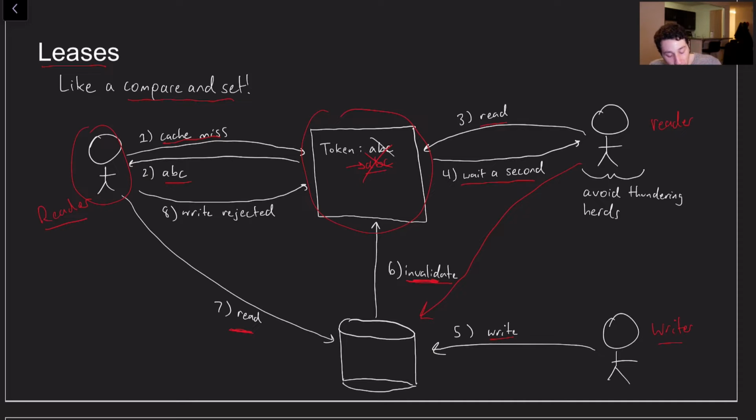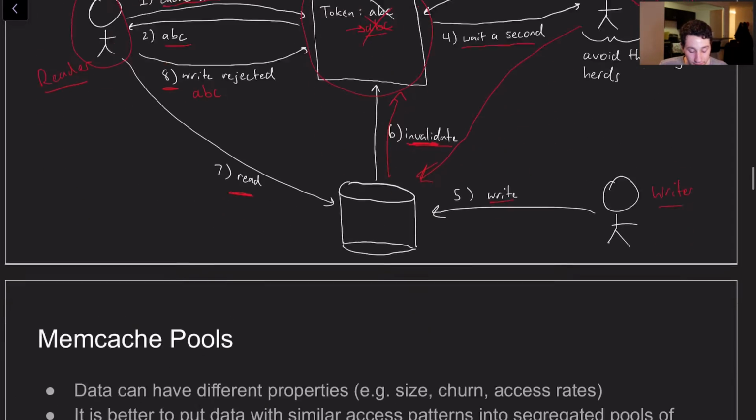That's no longer valid. The reason why we remove it is because when this reader ultimately reads a stale value from the database and tries to come in and say, hey, I'm using token ABC to set a new value, the cache is going to say, oh, wait a second, token ABC is no longer valid because my key has since been invalidated, and so I'm no longer going to accept your write. This way, this guy can go ahead and retry over here. He can do another cache miss and then go to the database and fill in the proper value accordingly.